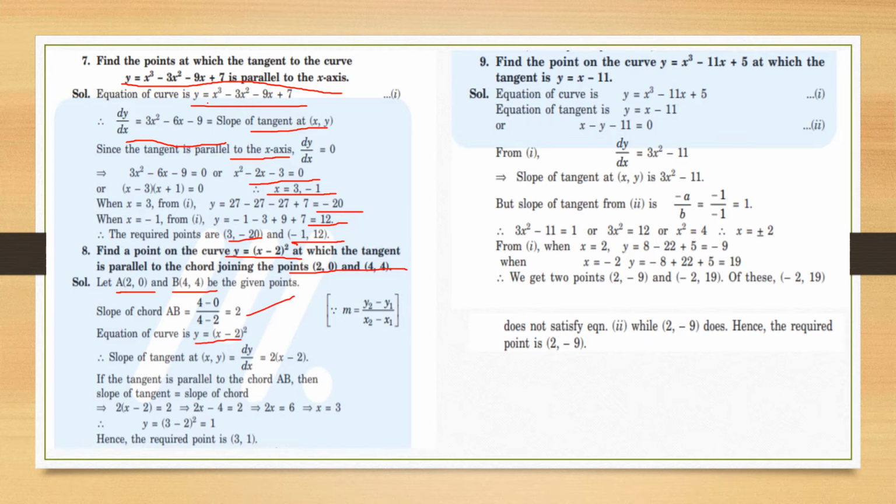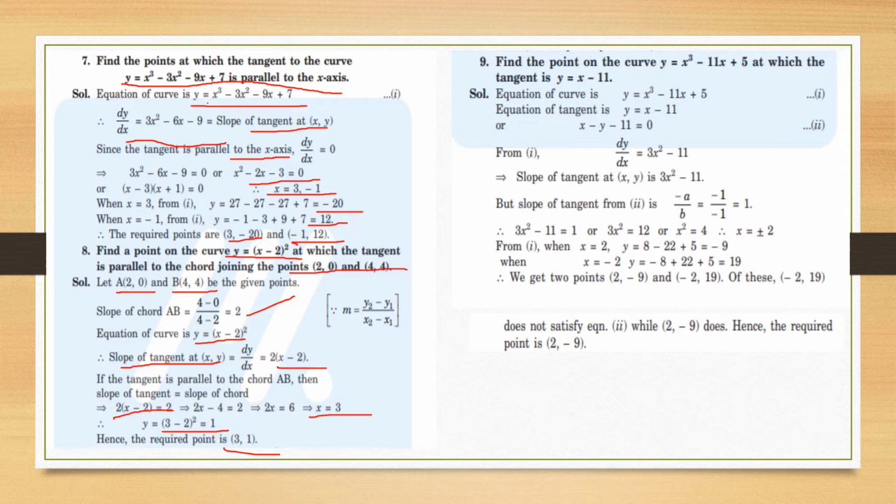Now the equation of the curve is this, and the slope of the tangent at (x, y) will be the value of the derivative at this point. So it becomes 2 times (x minus 2), that is 2x minus 4. Now since this tangent is parallel to this chord, their slopes are equal. That means 2 times (x minus 2) is equal to 2. From here I'll get the value of x, that is 3, and y can be calculated by resubstituting the value of x here. So I get y as 1. So the point is (3, 1).